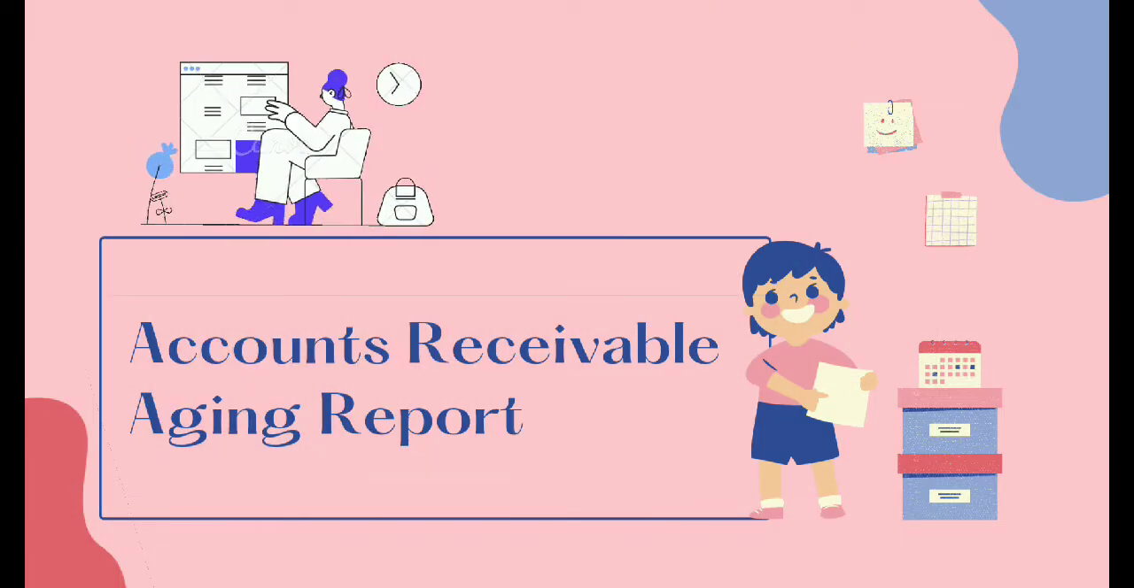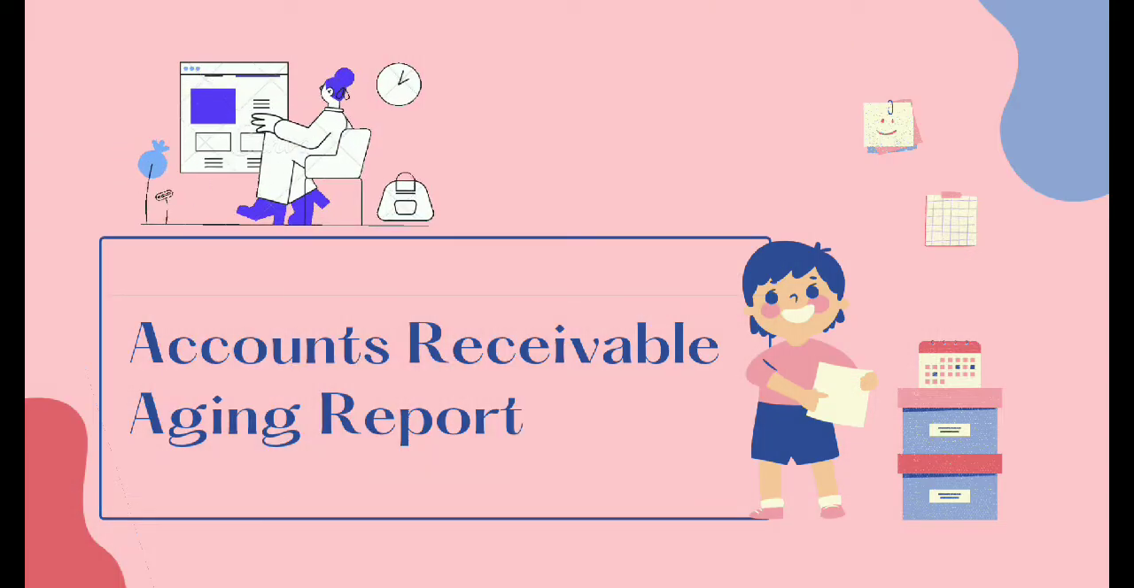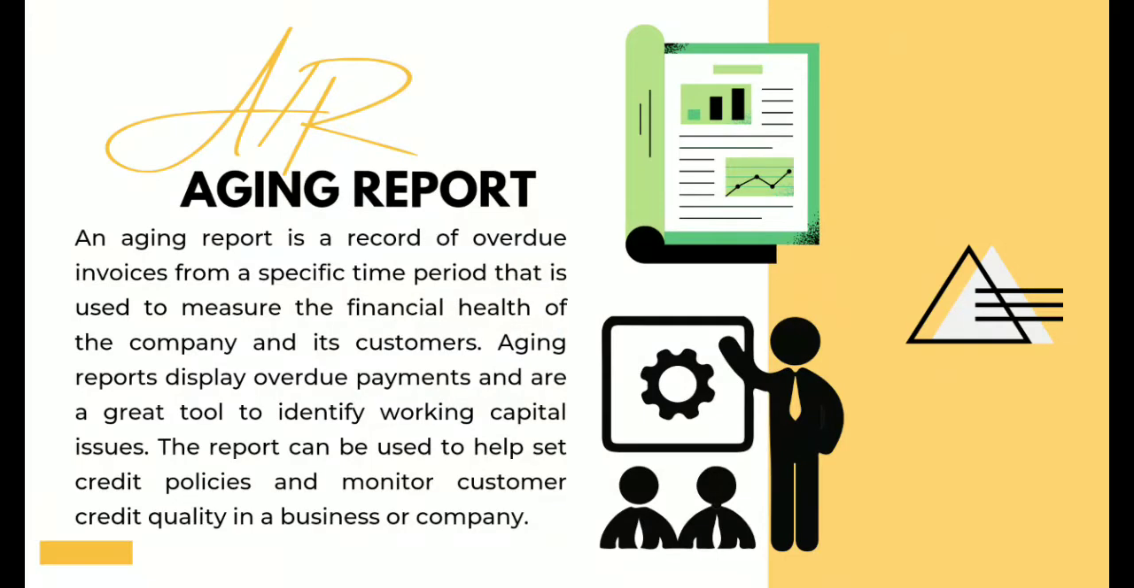First, a financial report I introduce to all of you is the AR Aging Report. An aging report, also called Accounts Receivable Aging Report, is a record of overdue invoices from a specific time period that is used to measure the financial health of the company and its customers.